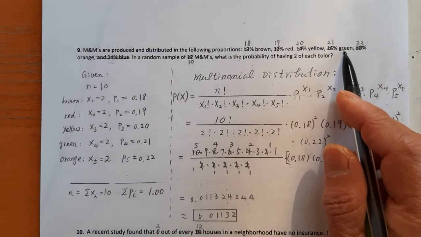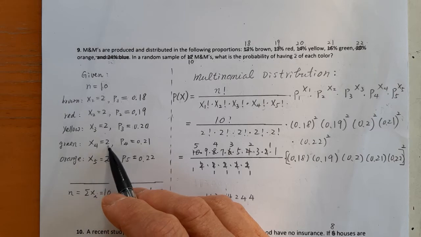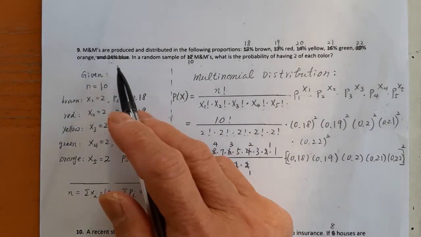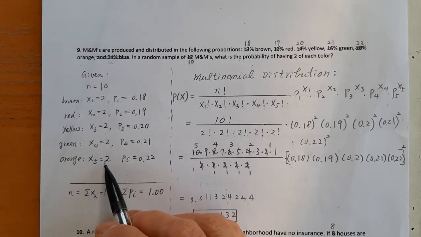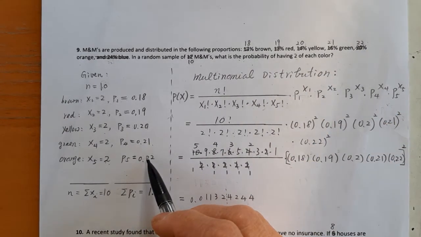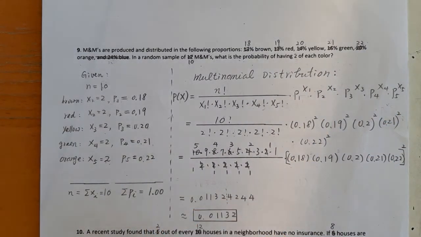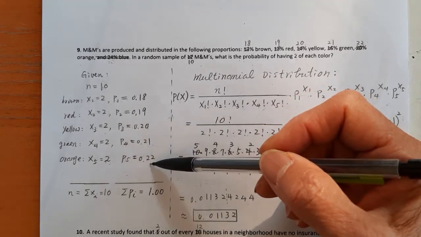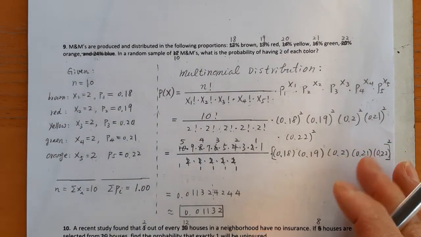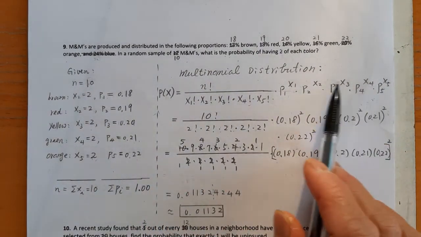And the green is x4 equals 2. The probability is 21%, 0.21. For the orange, x5 equals 2. The probability is 22%, decimal 0.22. So those probabilities, if you add them together, should be equal to 1. If not equal to 1, then you cannot do it. It has to equal 1. Then use the formula.